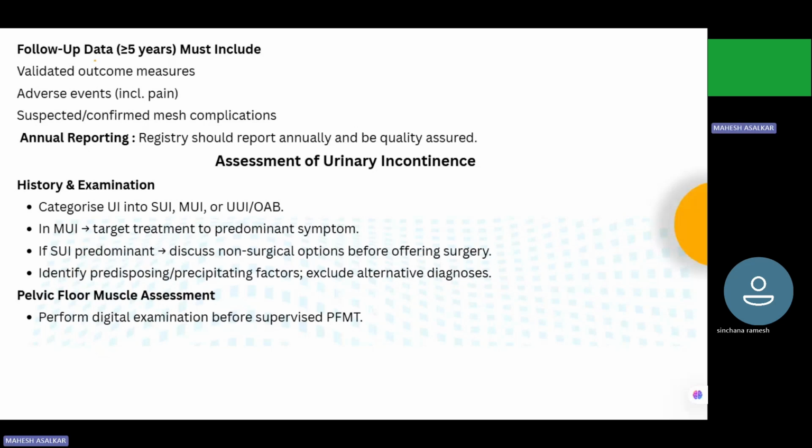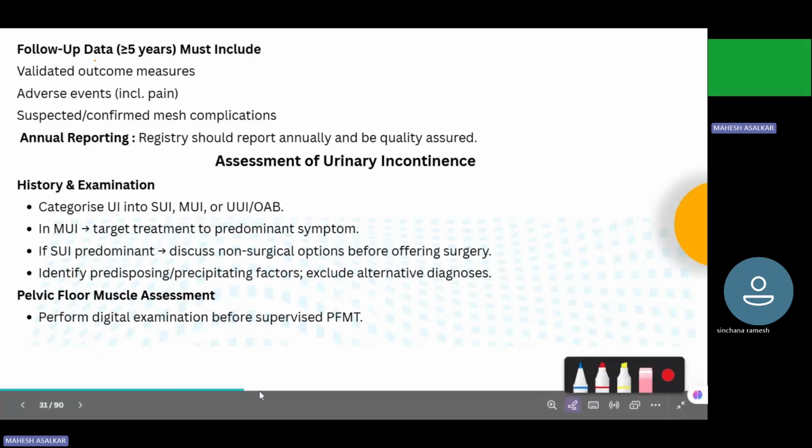Okay, and identify predisposing or precipitating factors and exclude the alternative diagnosis. And the conservative measures such as pelvic floor muscle assessment you will do. Perform digital examination before supervised pelvic floor muscle physiotherapy. Okay, pelvic floor muscle treatment.